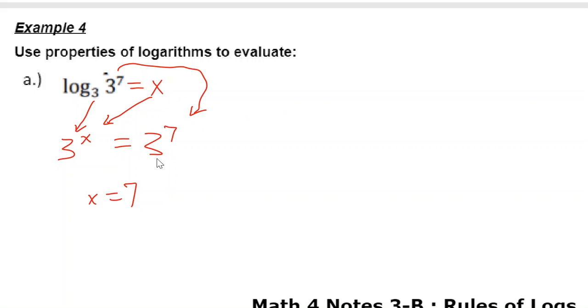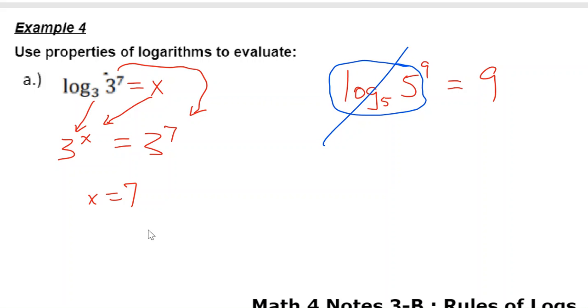Now I want you to notice something. If I were to come over here and say log base 5 of 5 to the 9th, my final answer would be 9. You see the pattern going on here. What's happening is that by the time I rewrite this, it's like log base 5 of 5 to the something. All of this cancels out, and all I'm left with is the 9. That happens on a regular basis, all right?